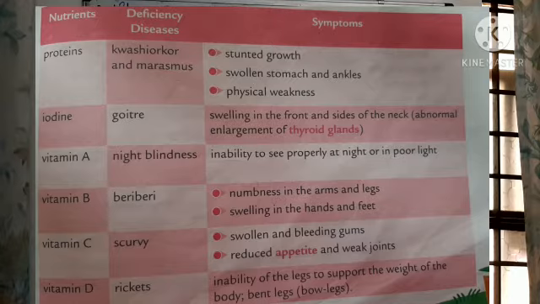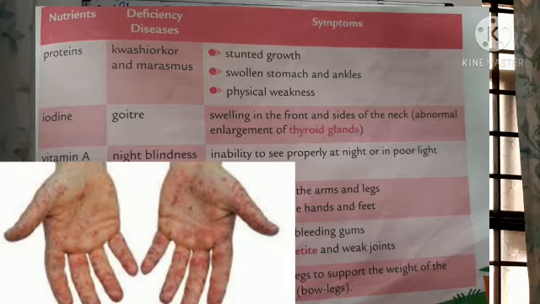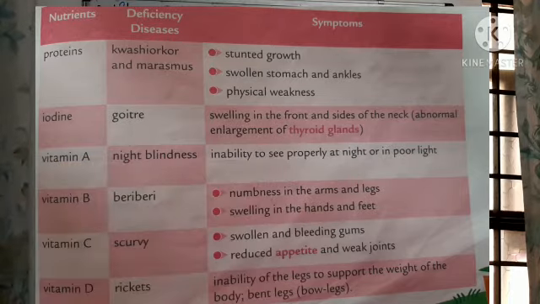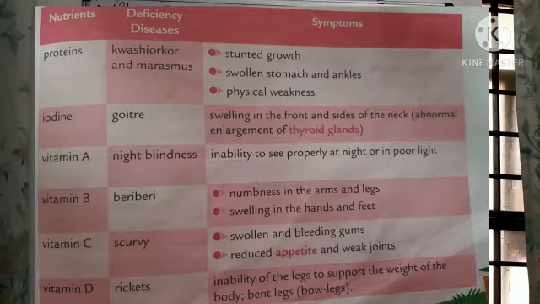Then vitamin B. Which deficiency disease will it cause? That is beriberi. What are the symptoms, children? Look at the picture of that leg. Numbness in the arms and legs, then swelling in the hands and feet. Look at the hands. Then vitamin C. What is the deficiency? That is scurvy. The disease's name is scurvy. Symptoms are swollen and bleeding gums. Look at the picture. Also reduced appetite and weak joints.